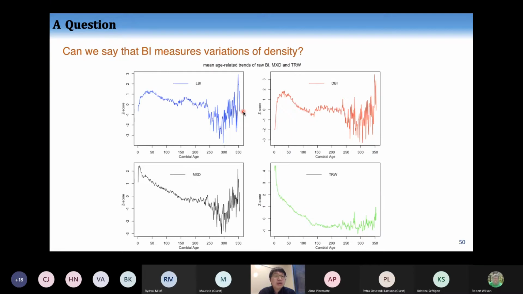And to the last, I do have a question for you. Can we say that blue intensity measures variations of density? In my experiments comparing the age-related trends of the different parameters, I find that X-ray density trends are very different from those of latewood blue intensity and delta blue intensity, in particular during the juvenile period. So do you have any ideas?